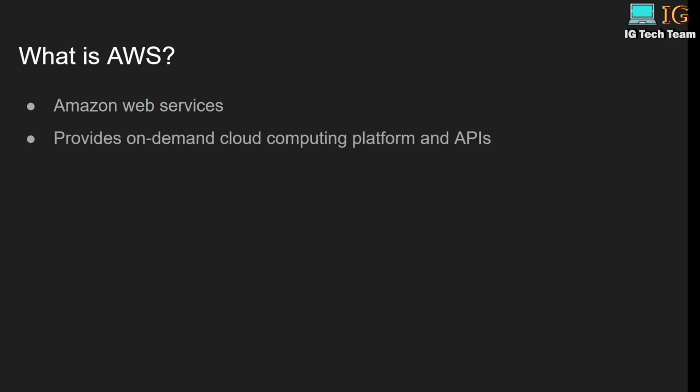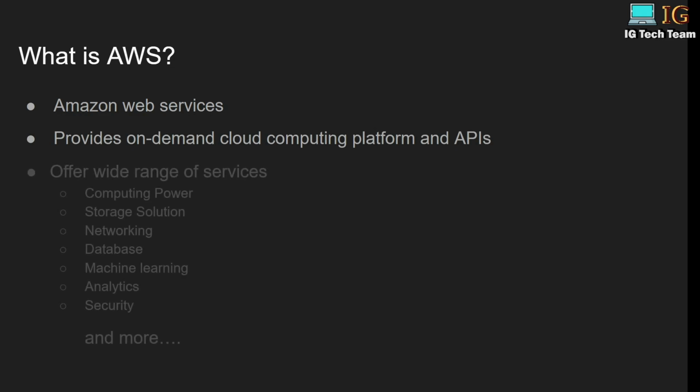So AWS provides an on-demand cloud computing platform and APIs, and it offers a wide range of services like computing power, storage solutions, networking, database, machine learning, analytics, security and more.